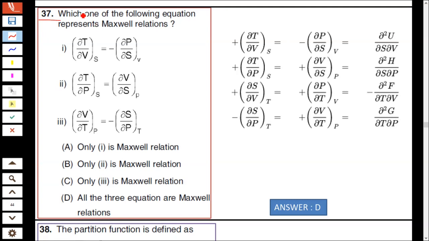Question number 37. Which of the following equations represents a Maxwell relation? First, dou T by dou V equal to minus dou P by dou S, is a Maxwell relation. Dou T by dou P equal to dou V by dou S is also a Maxwell relation. Dou V by dou T equal to minus dou S by dou P, this is the relation. Hence the third one is also a Maxwell relation. Hence option D is correct. All the three equations are Maxwell relations.